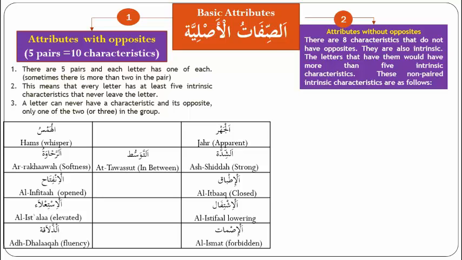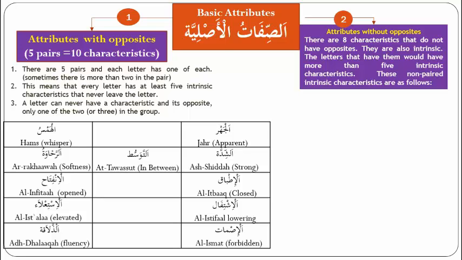Number 2, from the letters, the basic attributes are attributes without opposites. We dealt with attributes with opposites, and we find there are 5. So there are 10 attributes together. Attributes without opposites, there are 8 attributes, and before I had said 6 or 7, but this sheikh said 8, so that is why I included 8, inshallah, that do not have opposites. They are also intrinsic. The letters that have them would have more than 5 intrinsic characteristics.